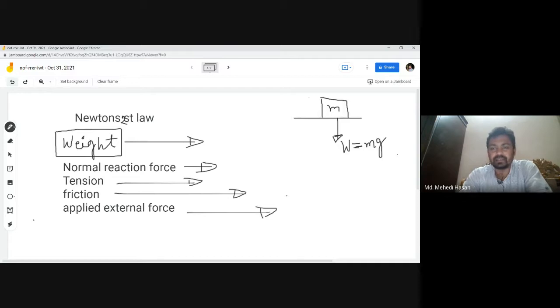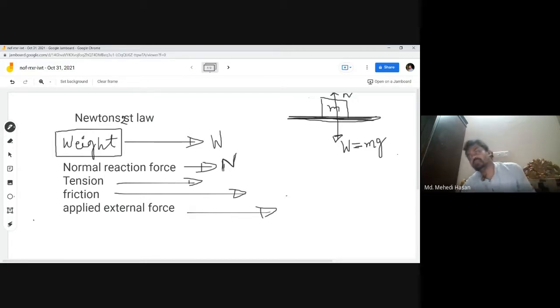For this force the condition is the object must be on a surface. If there is a surface involved, let's talk about the first one. There is a surface here, and the mass of the object is m. Since the object is on the surface, perpendicular to the surface, opposite to the weight, in the upward direction, there is a reaction force given by the surface. This is called normal reaction force N. Normal reaction force is denoted by N, weight is denoted by W, and this normal reaction force will be involved when there is a surface involved.